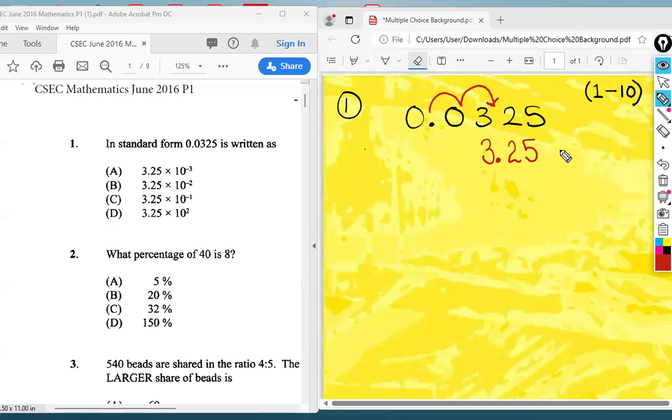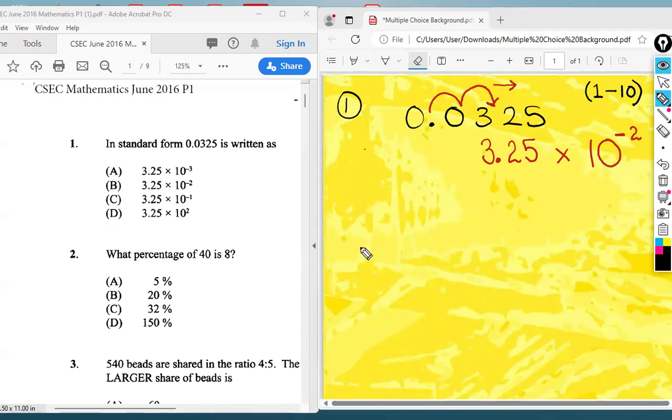Now, in standard form, you just always have to put multiply by 10 to the power of something. I realize some people chose the wrong something. Anytime you have to move the decimal point to the right, it will always be a negative value. Always, anytime you move it to the right. And we moved it how many places? 1, 2. So it's -2, not +2.